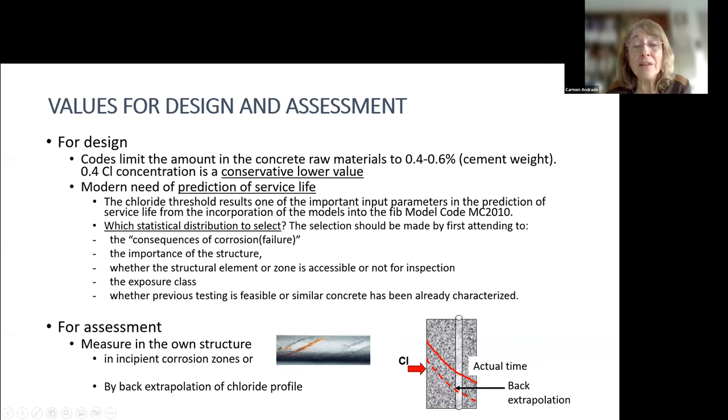Whether the structural element is in a zone that can be visited or not for inspection, the exposure class, and whether previous testing is feasible or similar country has been already characterized and you have a pre-idea on which can be the chloride threshold. In that case, you can select a distribution, providing that you like to make a probabilistic treatment, because if you don't need a probabilistic treatment, you have the values of the raw materials, or you can take an average value, not the most conservative in the distribution.